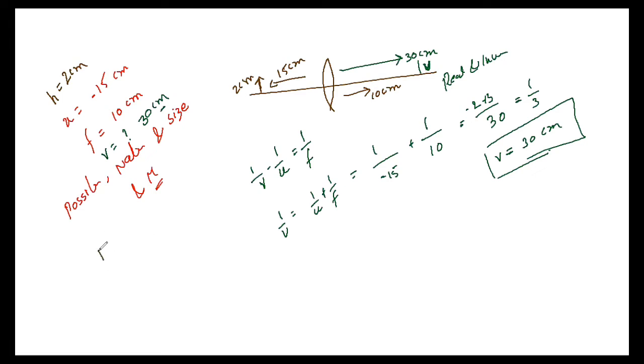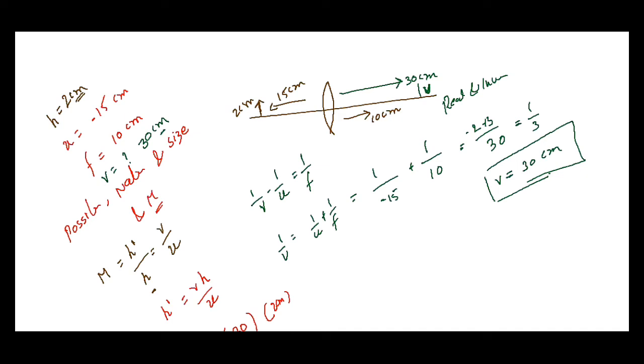I need the height of the image. So let's first find the magnification. Magnification is the height of image by the height of object, or we can write v by u. The height of the object is already given as 2 centimeters. What I want is the height of the image. So v into h by u, which is 30 centimeters into 2 centimeters by minus 15 centimeters.